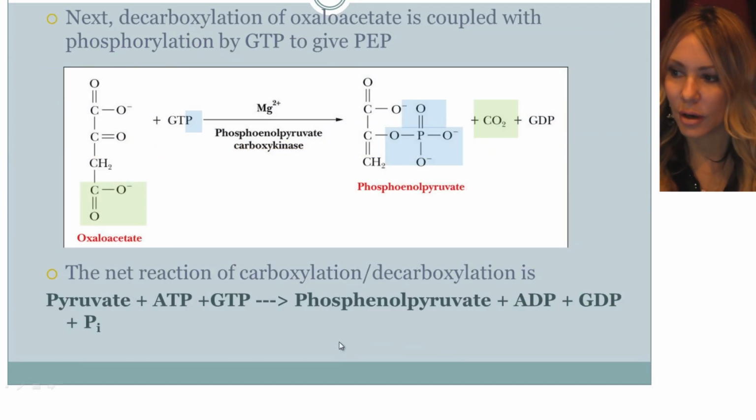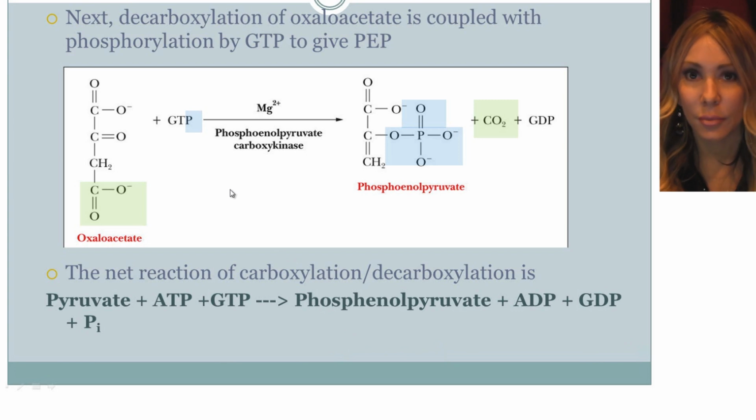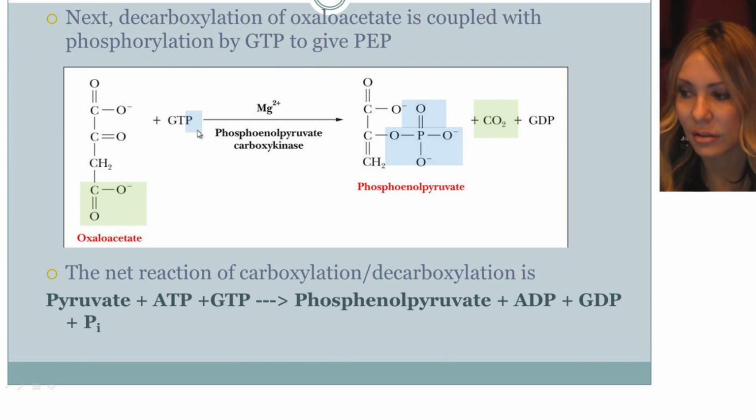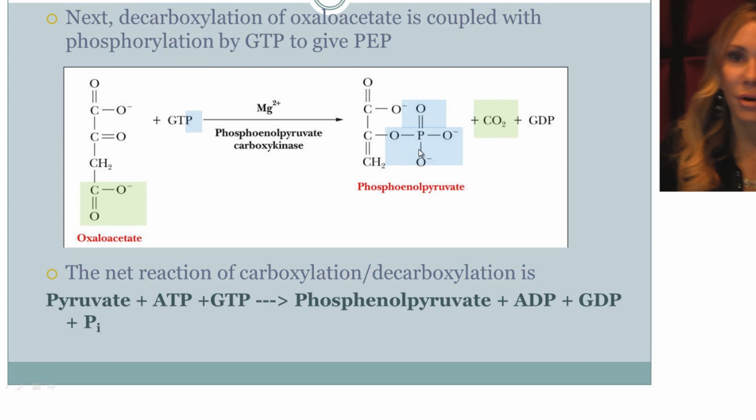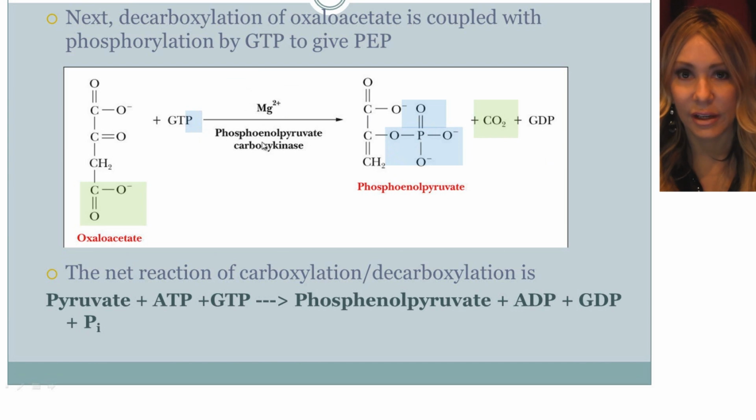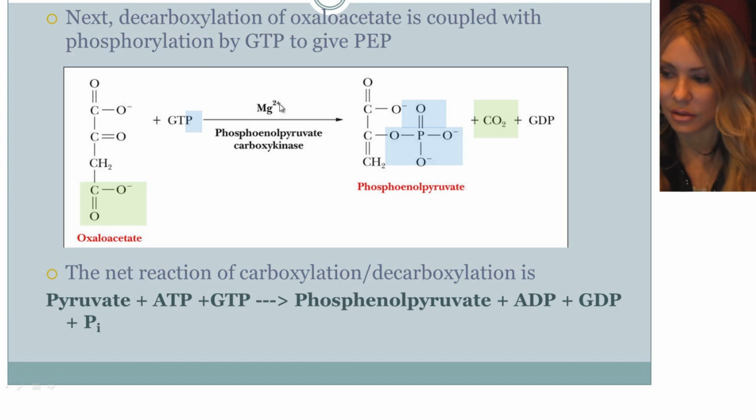Okay, the next step, decarboxylation of oxaloacetate, is going to be coupled with the phosphorylation by GTP to give PEP, phosphoenolpyruvate. This here I'm showing you, we're taking this carboxylate group off. We're going to liberate it as CO2. And we're going to break one of these anhydride bonds and use the energy for this. It's a coupled reaction and creates the most high energy molecule in the body, phosphoenolpyruvate. The enzyme is phosphoenolpyruvate carboxykinase, and this is going to be using magnesium as a cofactor.